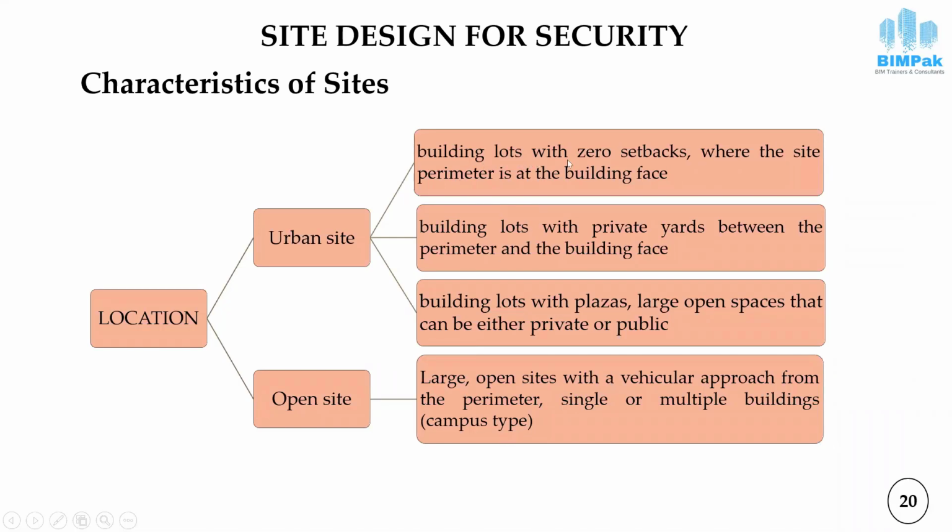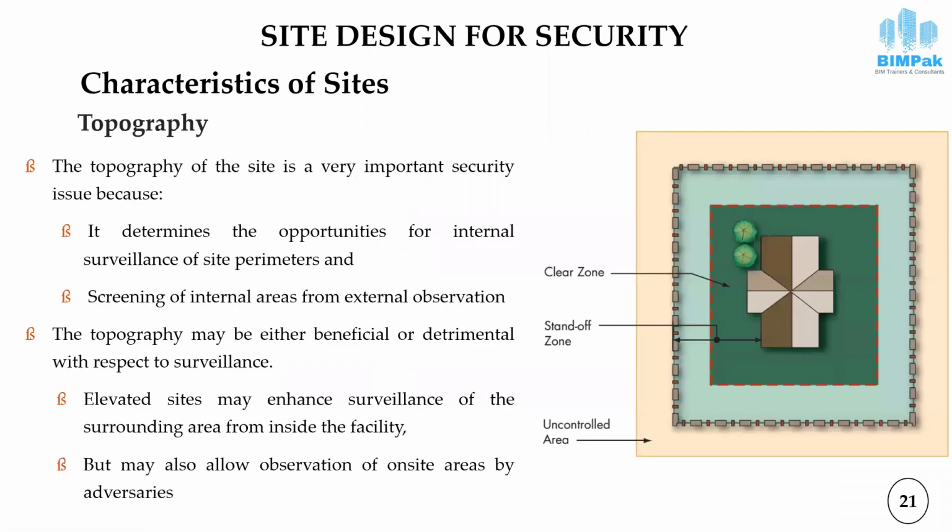In urban sites, building lots with zero setbacks where the side perimeter is at the building face. Building lots with private yards between the perimeters and the building face. And the third one is the building lot with plazas, large open spaces that can be either private or public. Whereas in the case of open sites, we have open spaces with a vehicular approach from the perimeter, singular, and this site can be a single building or multiple buildings.